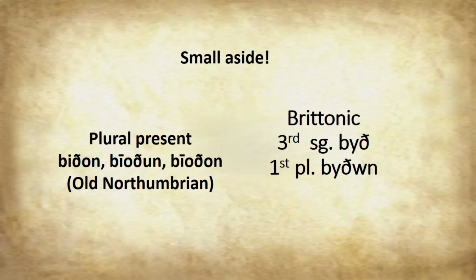Small aside, in Old Northumbrian, and Old Northumbrian, for those who don't know, is one of the Anglian dialects from the Angles, if you will. In Old Northumbrian, we have, very interestingly, this bidun, biodun, and biodon of the verb to be. So it's like saying we, you all, and they are. And this looks very similar to the Brittonic bidun. So that's really interesting in itself. But this is a small aside because Old Northumbrian is an Anglian dialect, and we're really here to talk about Saxon. So moving right on.